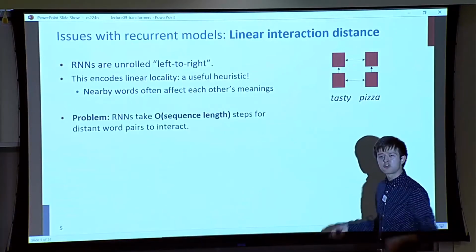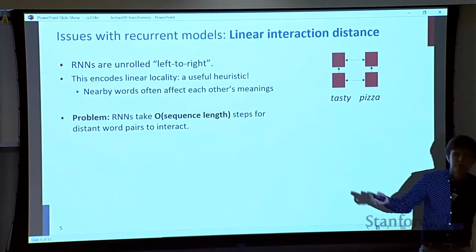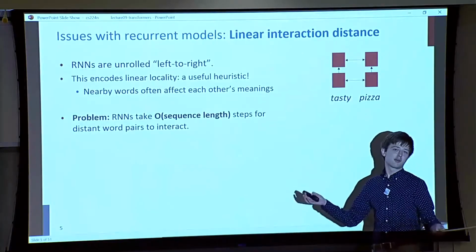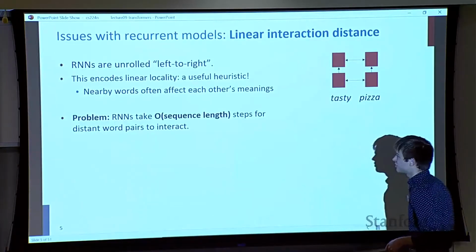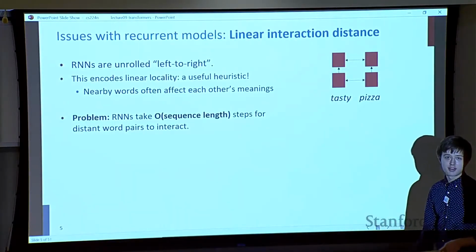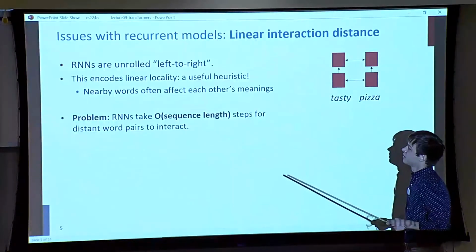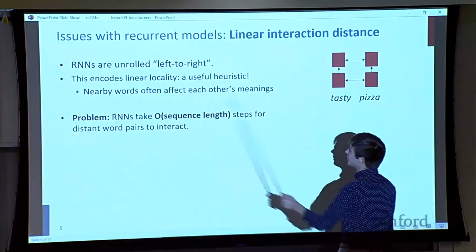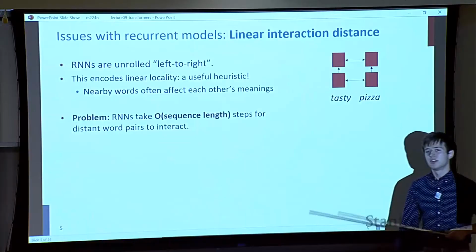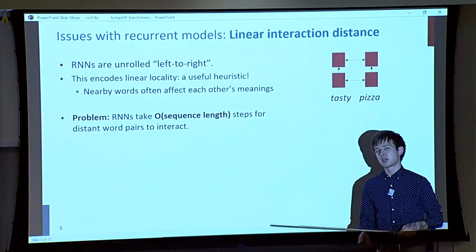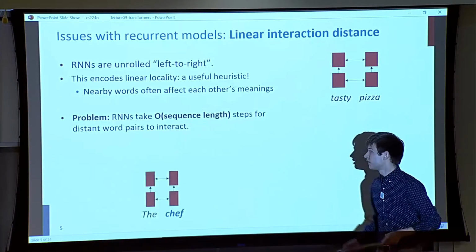This is actually quite useful because nearby words frequently do influence each other. That's practically one of the things we talked about with the distributional hypothesis as encoded by something like Word2Vec. But if words are distant linearly, they can still interact with each other. This is something that we saw in dependency parsing.